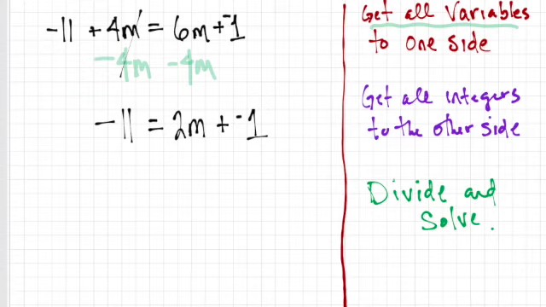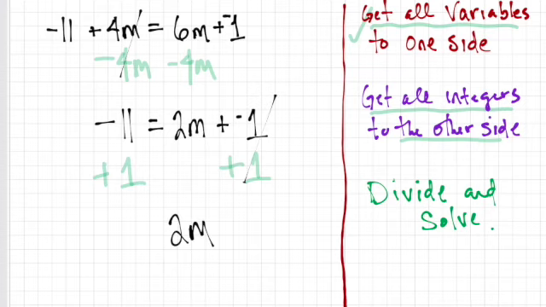So I've done this first step. I've done this one. I got all the variables to one side. Now we got to get all the integers to the other side. So that means I've got to move this integer over here. So the opposite of negative 1 is going to be positive 1. So I'm going to add 1 to both sides. And negative 1 and positive 1 cancel out. Leave me with 2m equals negative 10.